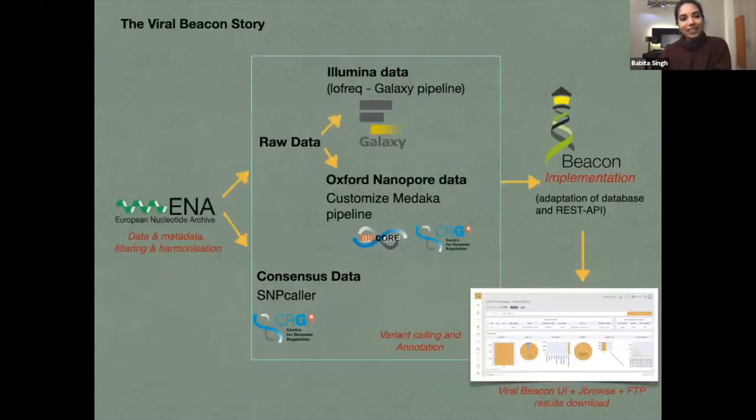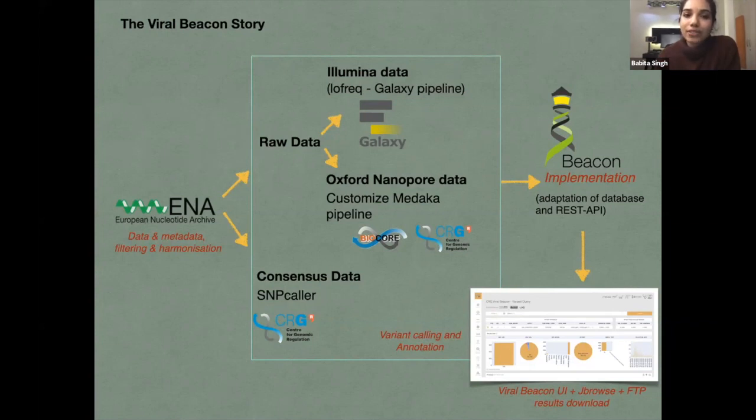Based on the pipeline, we used ENA publicly available datasets, and it was very nice that ENA was doing this initiative. They were providing different datasets. The UK, for example, opened their data. It was good for us, for people who are working with publicly available datasets.